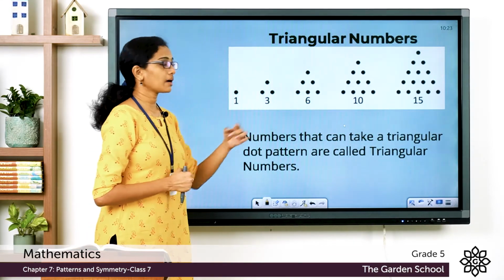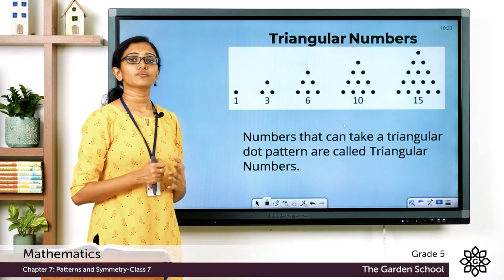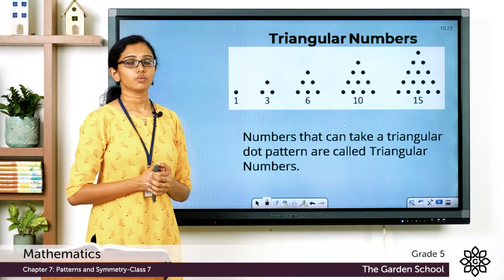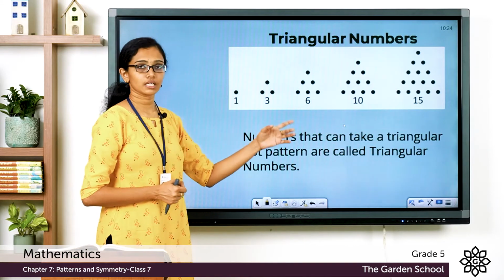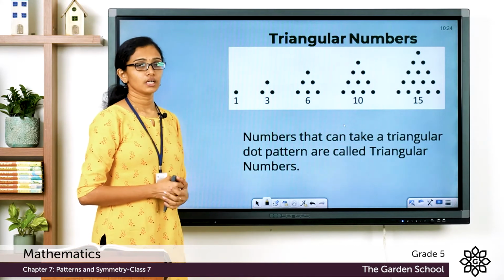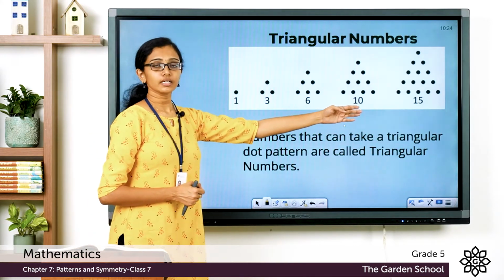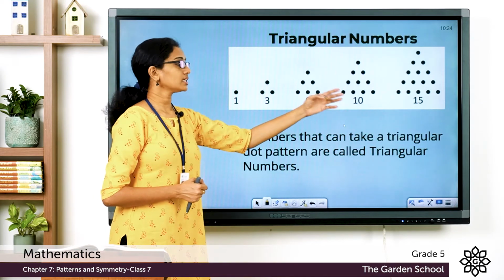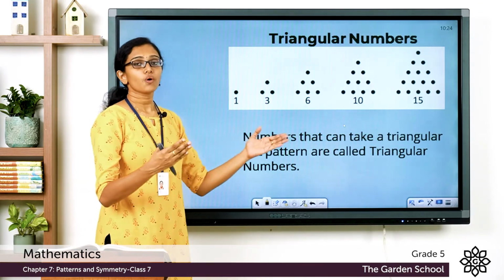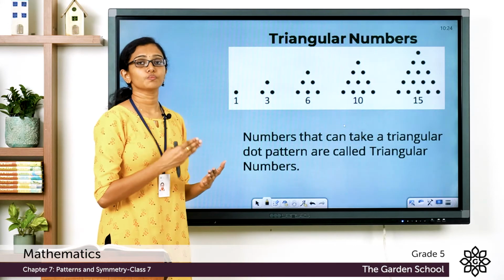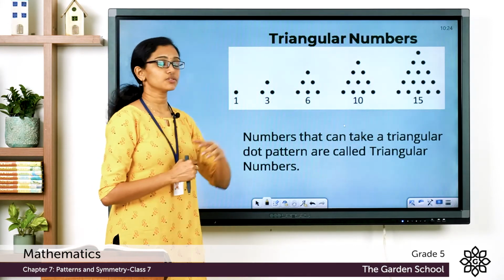Now the third number is the sum of the first three counting numbers, which is 1 plus 2 plus 3, which is equal to 6. And the fourth number in the triangular number series is the sum of the first four counting numbers, 1 plus 2 plus 3 plus 4, and that is equal to 10.